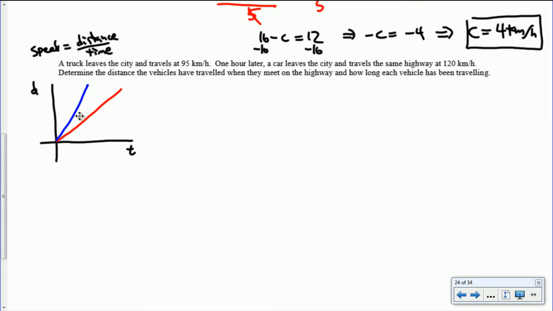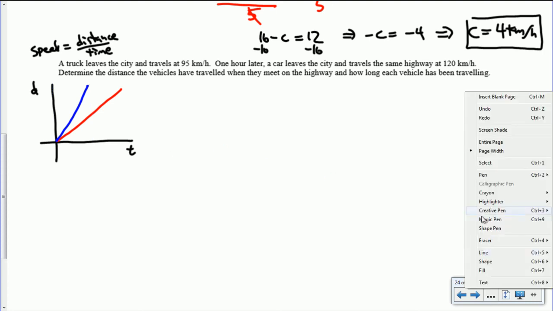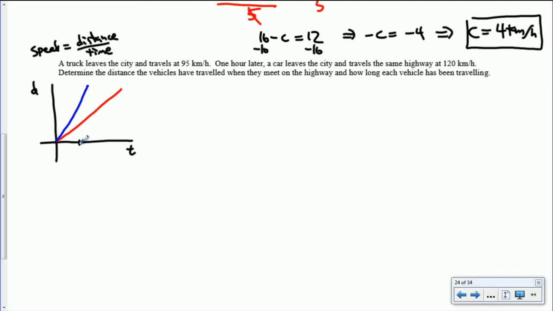So the trick with this question is to adjust this car so that it is starting later. So we want it to start here at 1 hour. So we need to sort of move this forward, and our solution will be where they cross. So determine the distance the vehicles have traveled when they meet on the highway and how long each vehicle has been traveling. So we'll get a certain time here, maybe could be like 2 hours and 300 kilometers, for example. I don't know that that's the solution exactly, but that's kind of the idea.